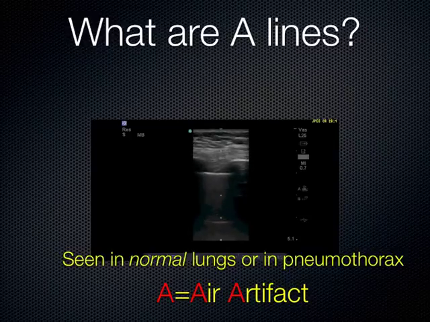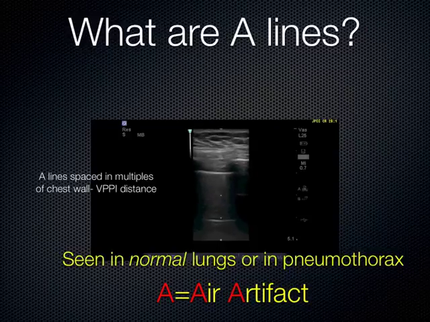So you will see these repetitive horizontal artifacts, and I'll give you some more examples. You'll also notice that the A lines are spaced equidistant. The spacing from the chest wall down to the VPPI is the spacing that you'll see. And if you take a probe or increase the depth, you'll see that that spacing remains consistent throughout. Okay.